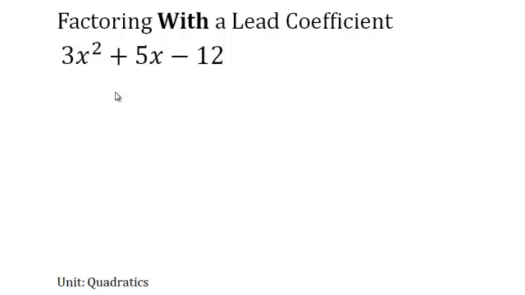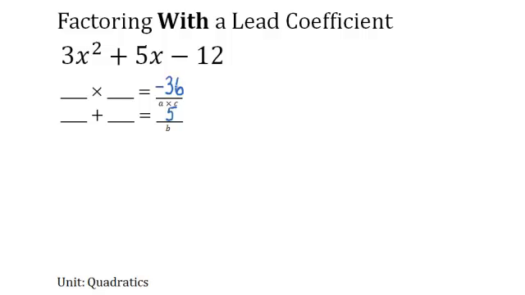Well, the first thing that we do is we answer the same questions that we've been answering for all the situations with regards to factoring a trinomial quadratic, and that is, what two numbers multiply together to give me a times c, which in this case is negative 36, and which two numbers add together to give me 5.